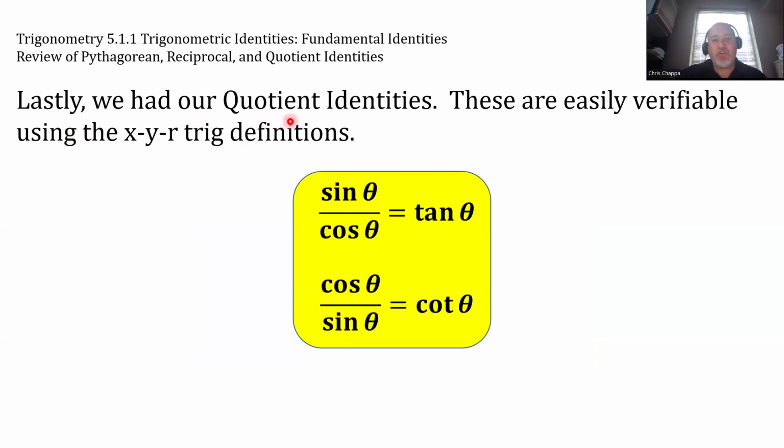Lastly, we have our quotient identities. These are easily verifiable using the x, y, r trig definitions. Sine of theta over cosine of theta equals tangent of theta. Cosine of theta over sine of theta equals cotangent of theta.